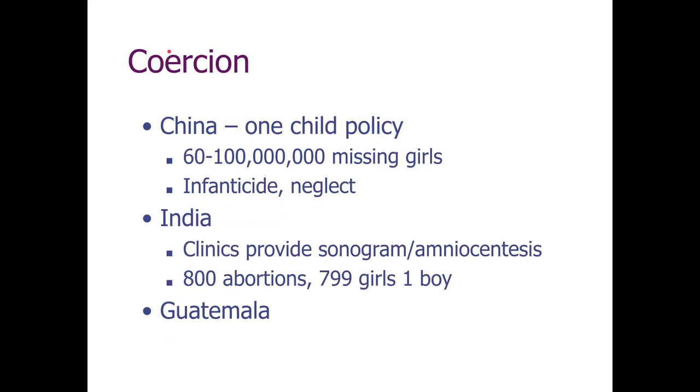China, by coercion, so now we get to talk about the other goal of the UN conference in Cairo in 1994, was saying that they did not approve of coercive measures. In China, they had a one-child policy where you had one child. The Communist Party would keep track of your menstrual cycle. If you were late, you got a pregnancy test. If you already had one child and you were pregnant, you had an abortion. There were some ways around this.